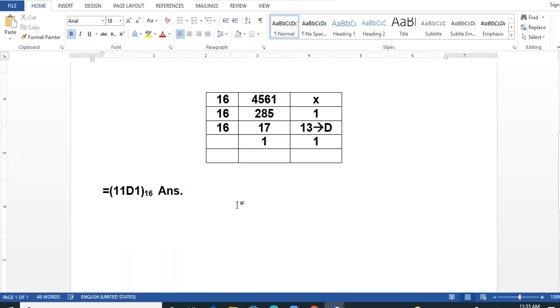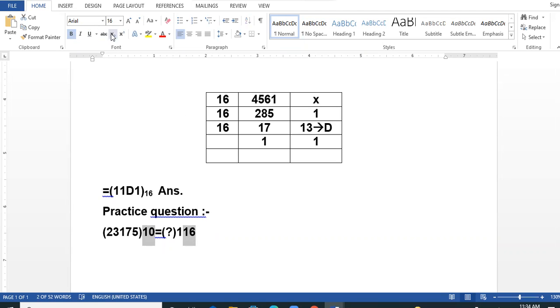Okay. Now I give you a practice question, so all of you try. 23175 to the base 10 to be converted to hexadecimal. Okay, so please, all of you solve it. I give you 2 minutes. Please solve the question and tell me the answer. Hurry up, be fast.